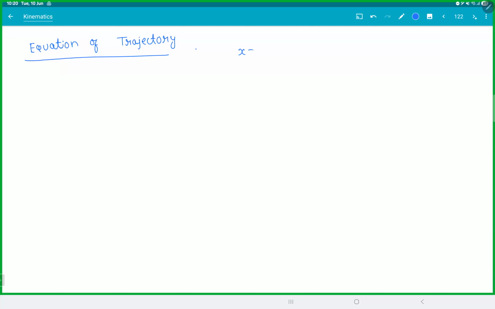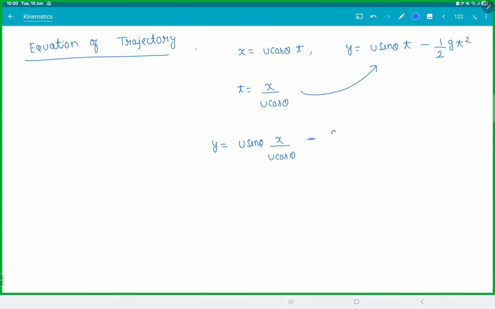So we know x is equal to u cos theta t. We found the x coordinate, and we know y is equal to u sin theta t minus half gt square. So from here, if you get time, t is equal to x by u cos theta, take this and substitute here, you will end up with y is equal to u sin theta x by u cos theta minus g by 2 x square by u square cos square theta.